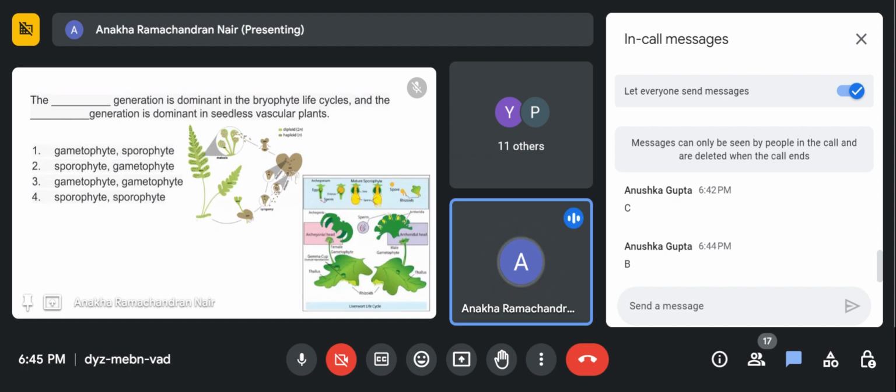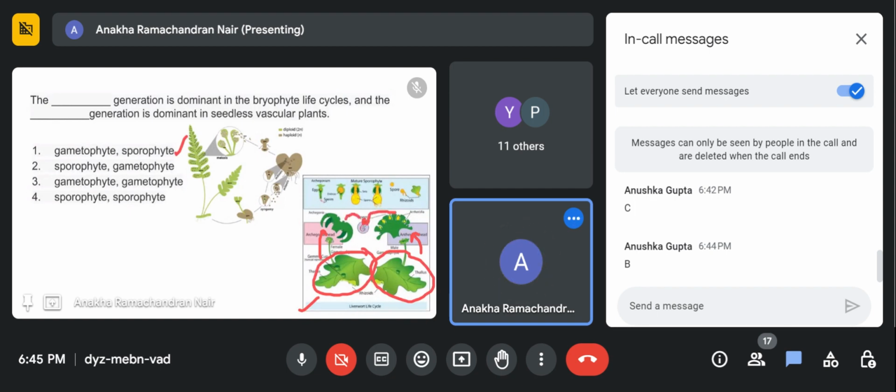The correct answer is option 1, that is gametophyte and sporophyte. So the gametophyte generation is dominant in the bryophyte life cycle. This is the bryophyte life cycle. These are the gametophytes. There is a female gametophyte and a male gametophyte, which will form the archegonial heads, the female reproductive organ, and the antheridial heads, the male reproductive organ.